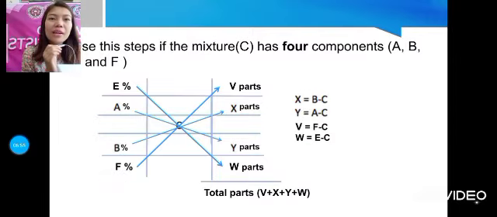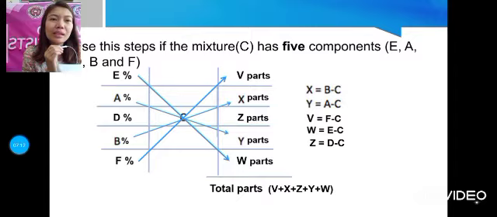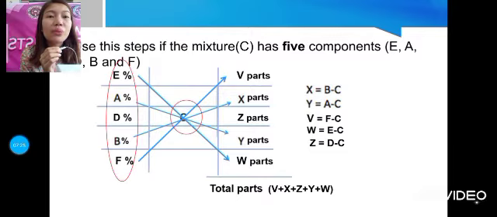This diagram is used if the mixture has four components. So we have here A, B, and F as our components, and C as our final mixture. And lastly, we can use this diagram if the mixture has five components. So we have E, A, D, B, and F as our components, and C as our mixture.